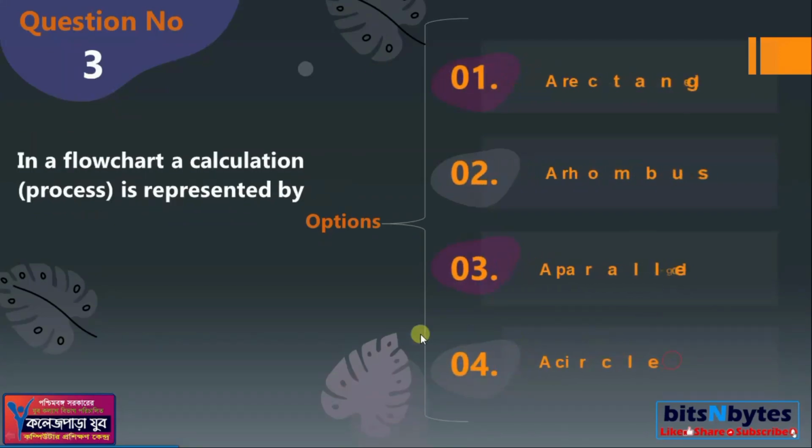Question 3. In a flowchart, a calculation is represented by 1. A rectangle. 2. A rhombus. 3. A parallelogram. 4. A circle. Answer: a rectangle.